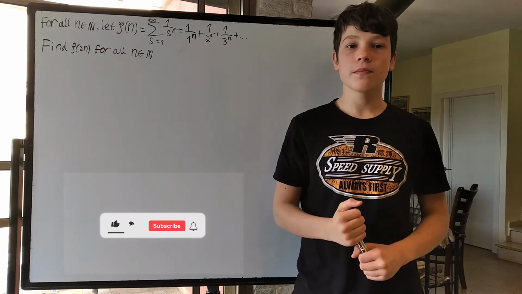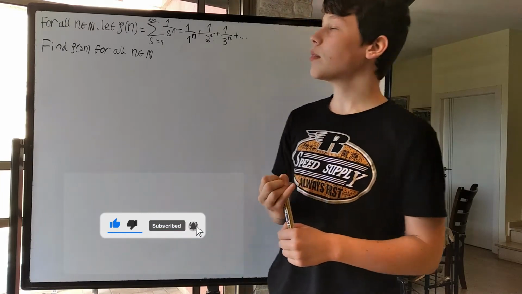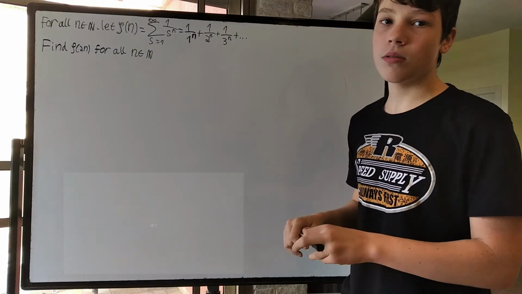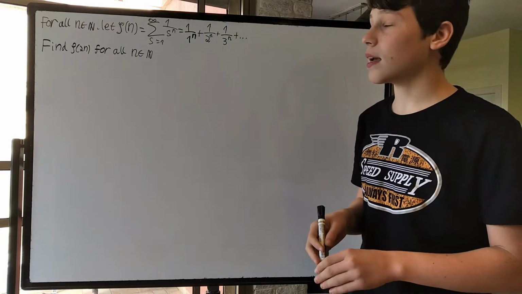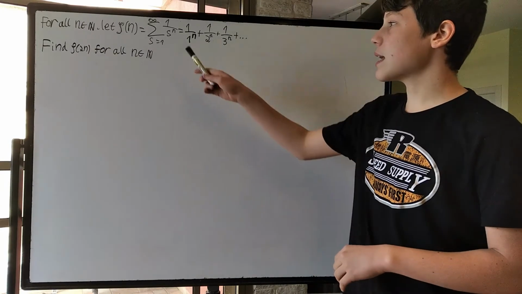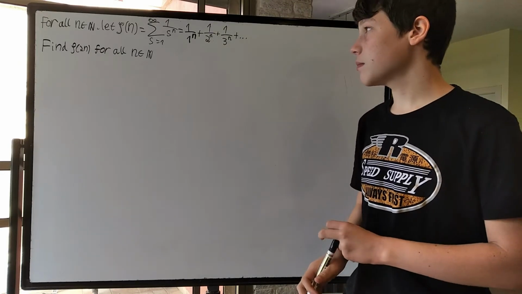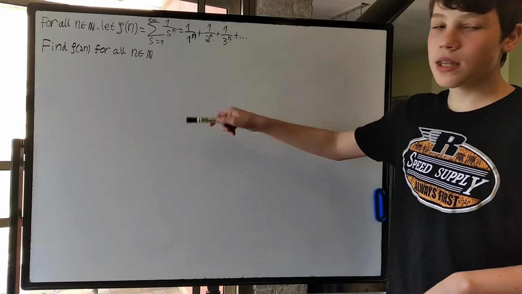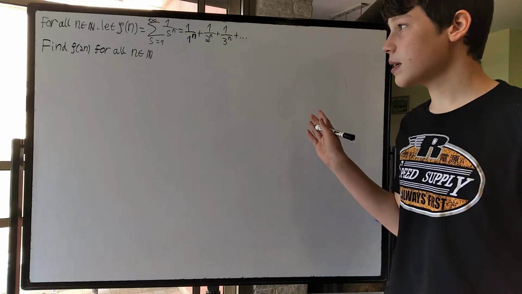Welcome to this video. Today we're going to do this. So this will define the zeta function at n as the infinite sum as s goes from 1 to infinity of 1 over s to the n, which is 1 over 1 to the n plus 1 over 2 to the n plus 1 over 3 to the n all the way on to infinity.